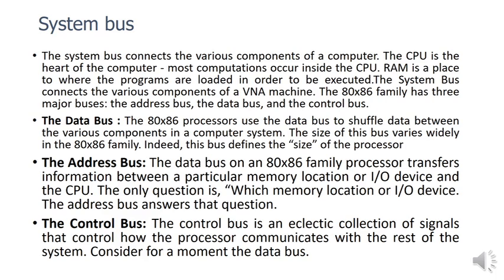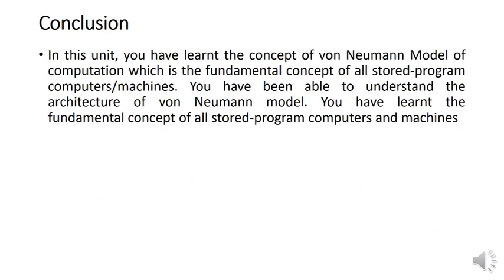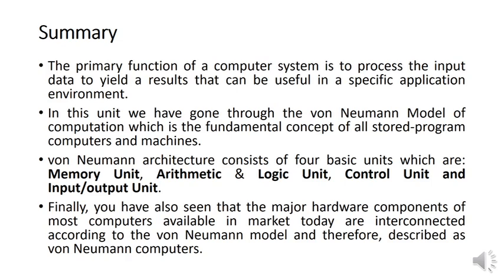So that takes us to the conclusion of this exercise. In this unit, you have learned the concept of the von Neumann model architecture, which deals with the computation concept of the stored program in a computer machine. You have been able to understand the architecture of von Neumann. Then the summary. We said the primary function of a computer system is to process the input data to yield a result that can be useful in a specific environment or specific application.